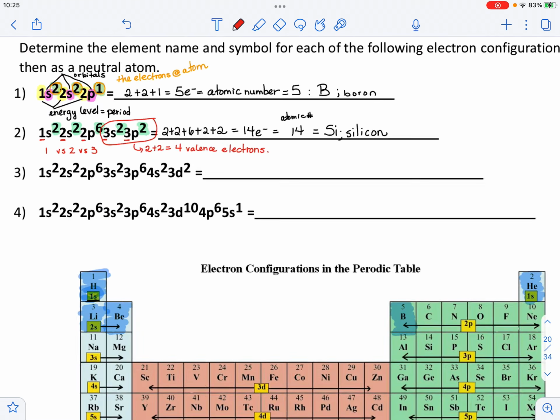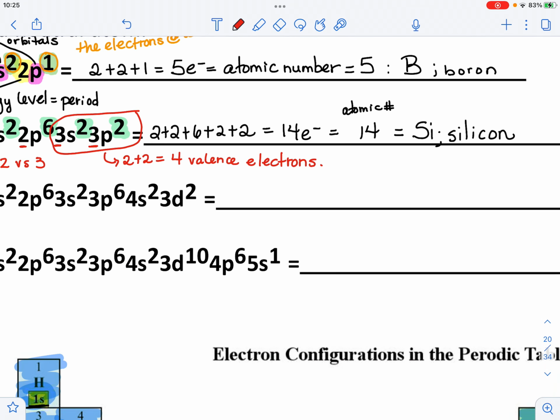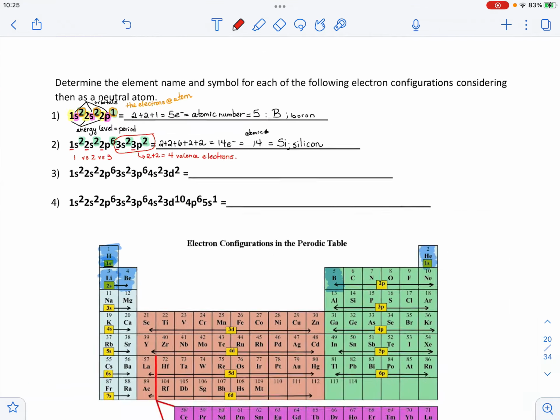And then we see here, where do those 4 valence electrons live? Oh, 2 in the 3s orbital and 2 in the 3p orbital. So I just wanted to illustrate how that is actually obtained.